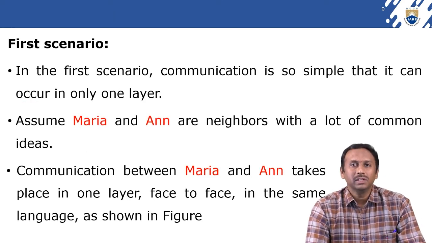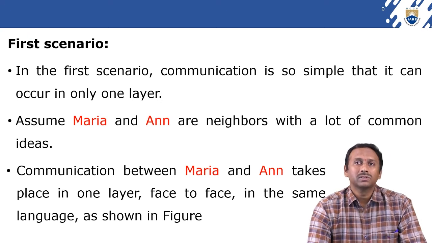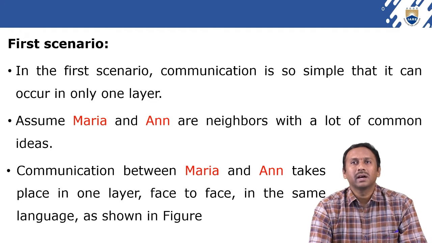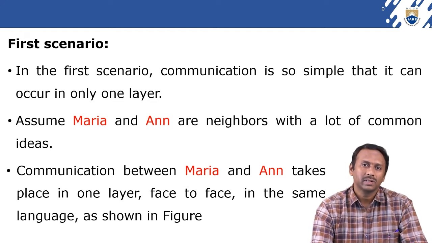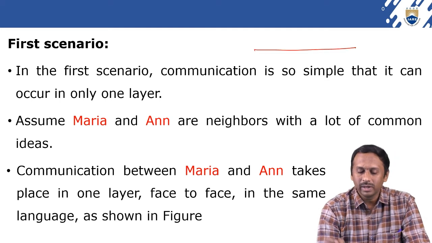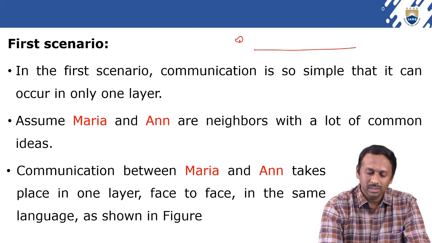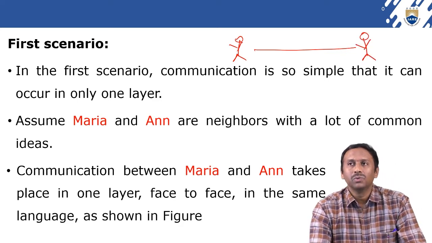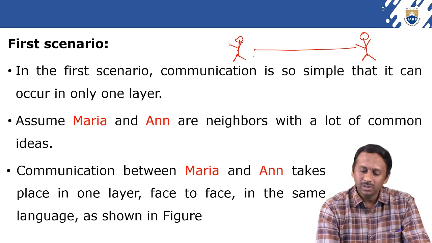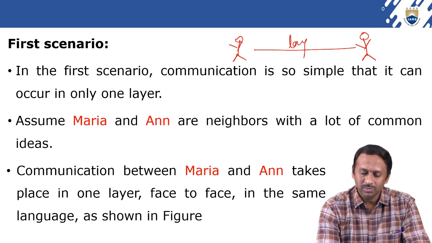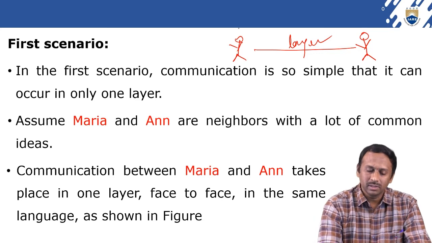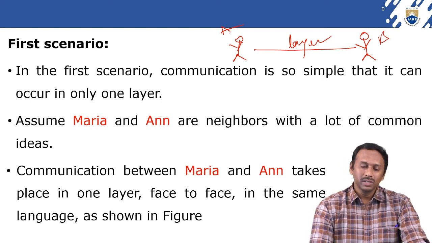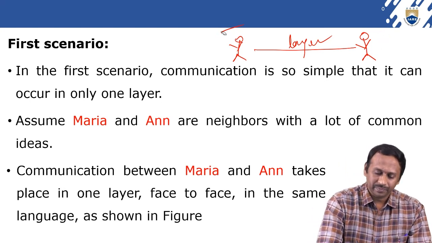We have considered two scenarios here. In the first scenario, the communication is so simple that it can occur in only one layer. Think that there is only one layer. Here is one person and here is another person, communicating with each other in a simple manner with only one layer. Assume person A is in one place and B is in some other place.